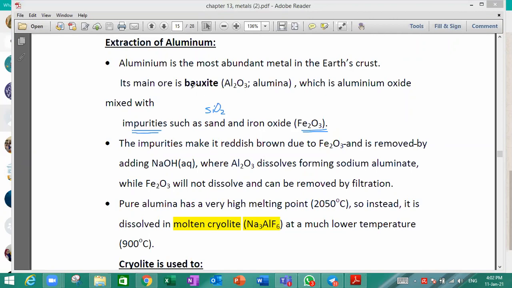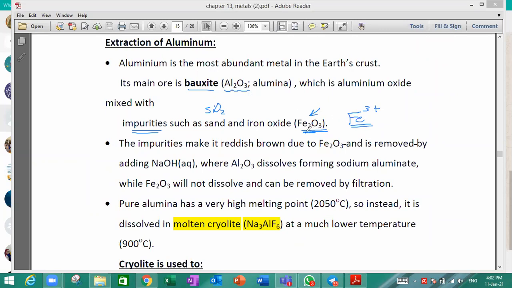So the main ore of aluminium is the bauxite ore, which is aluminium oxide mixed with some impurities like sand, which is silicon 4 oxide, and iron oxide. Now, because iron oxide is present, the bauxite ore has a reddish brown color. This reddish brown color is due to the presence of iron plus 3, because as we studied in the acid base chapter, the iron plus 3 has a reddish brown color. And so it will impart a reddish brown color to the bauxite ore.